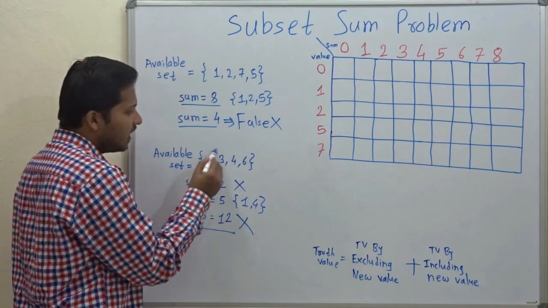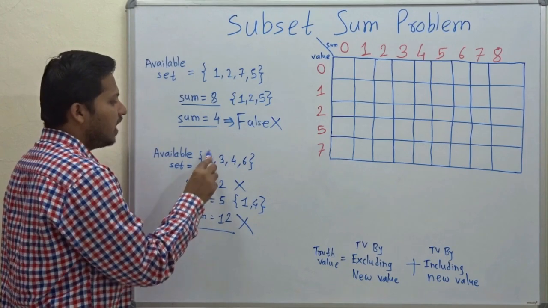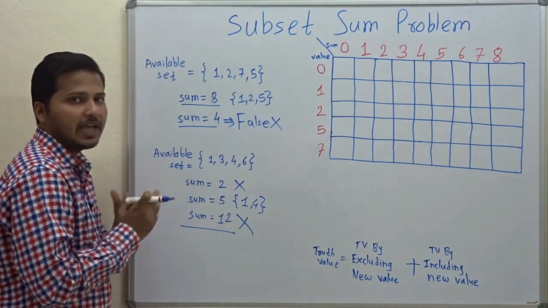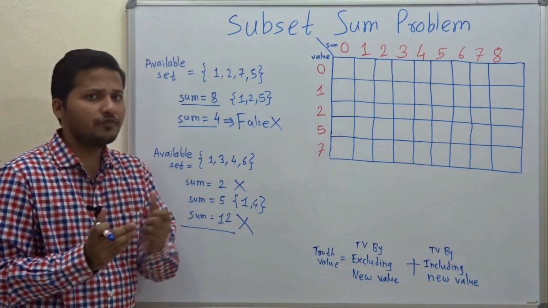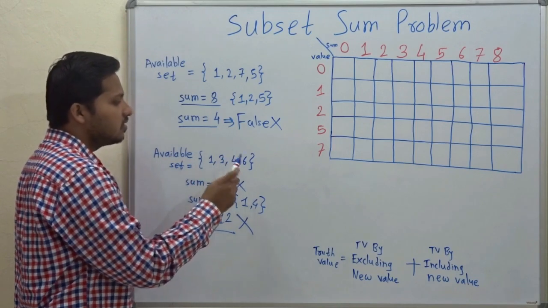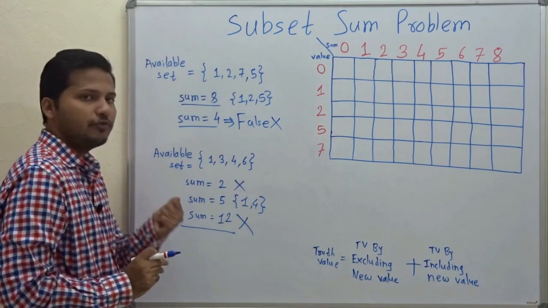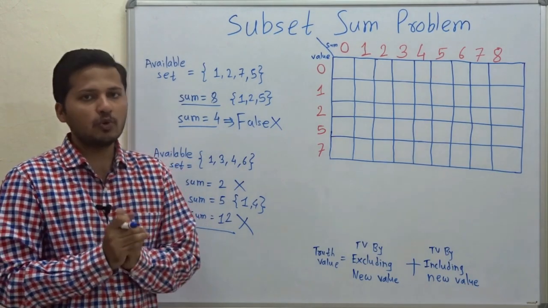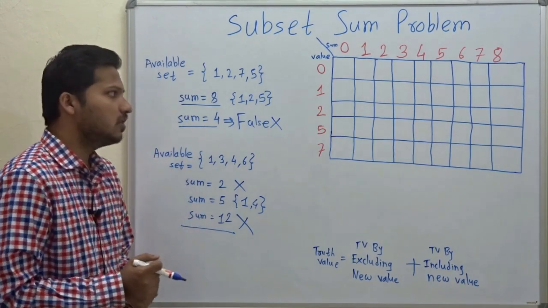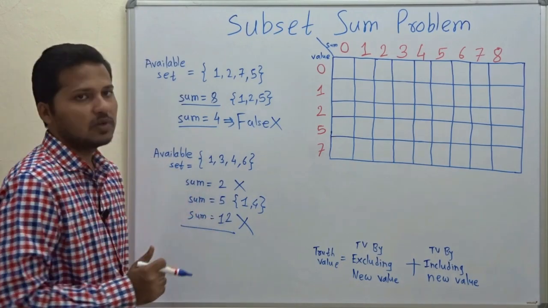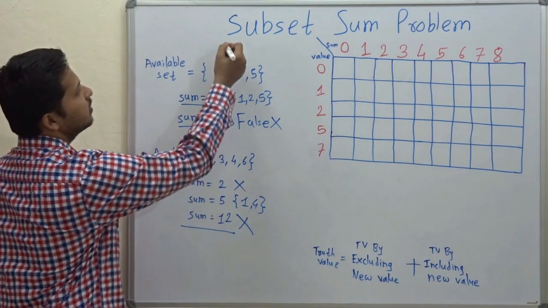See here, what I did, I just randomly added the numbers. But in real time, when there will be thousands of numbers, you cannot do this with randomly adding the numbers. So you have to have a program for that. You have to have a computer program for that. Now how to write that program? So for writing that program, we are going to use dynamic programming.